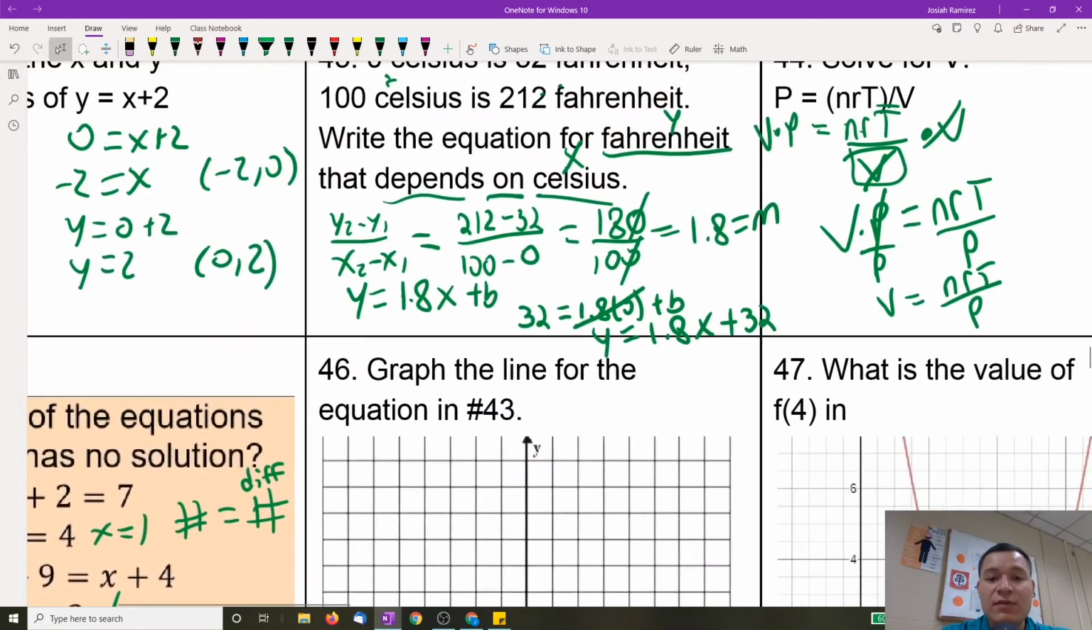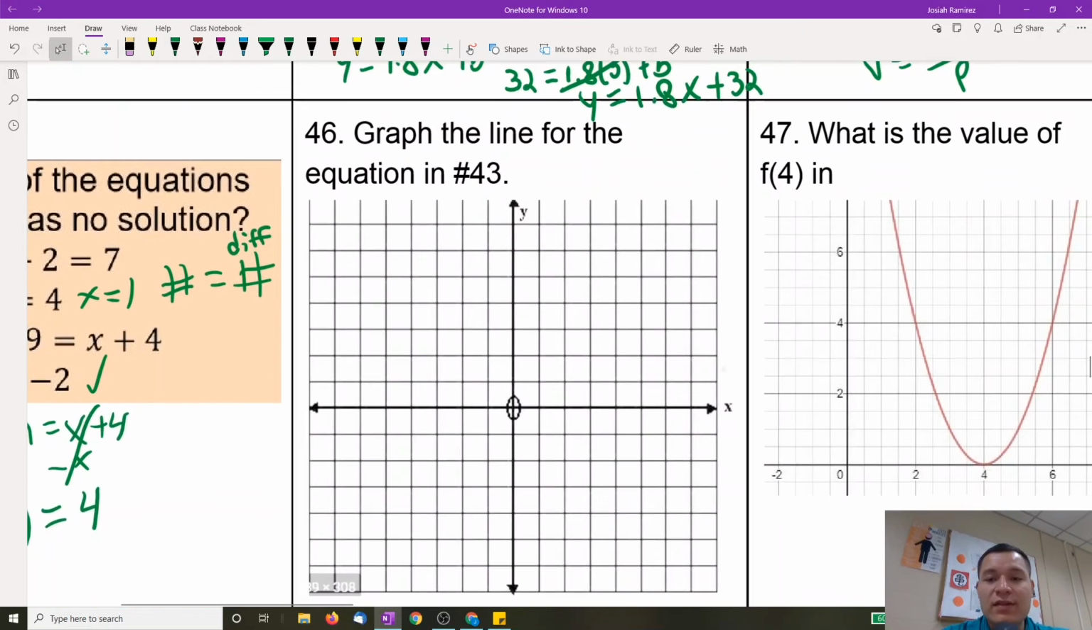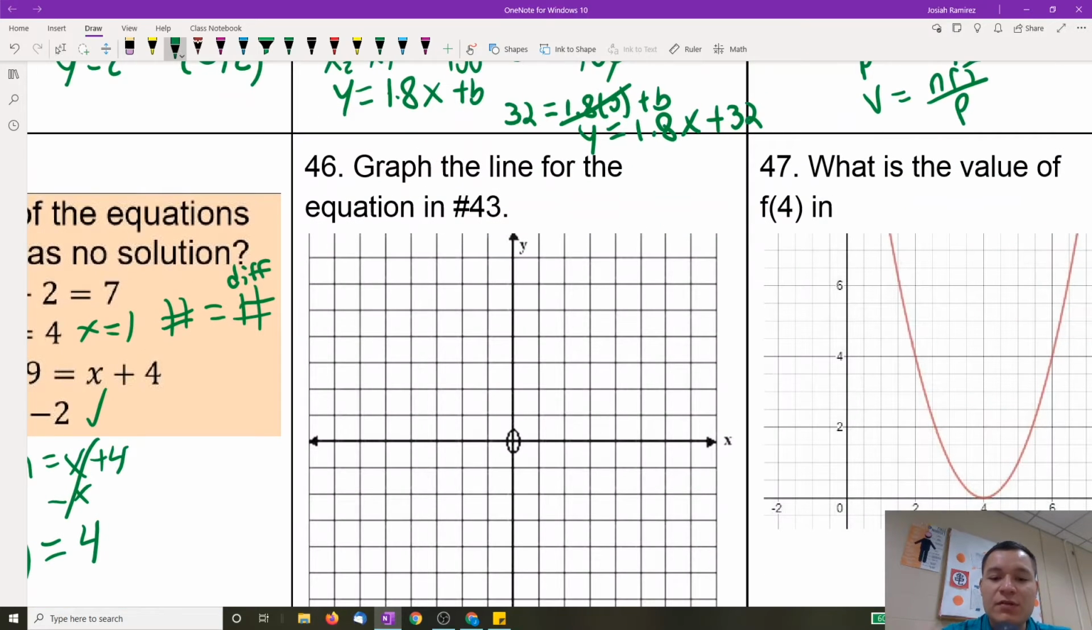Graph the line for number 43. That's y equals 1.8x plus 32. So I'll count by 6.